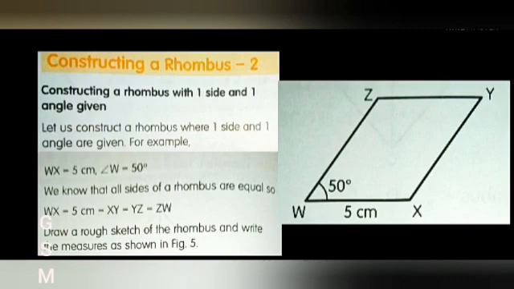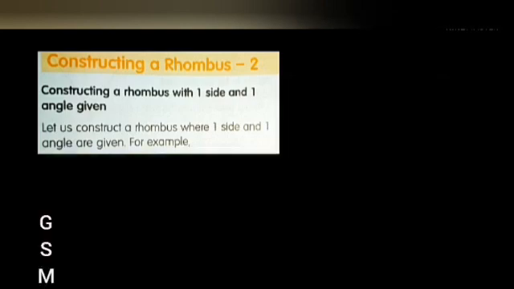Constructing a rhombus. Let us construct a rhombus where one side and one angle are given. For example, WX equal to 5 cm and angle W equal to 50 degree. We know that all sides of a rhombus are equal, so WX equal to 5 cm equal to XY equal to YZ equal to ZW. Draw a rough sketch of the rhombus and write the measures as shown in the figure.